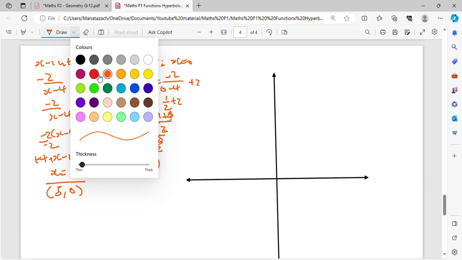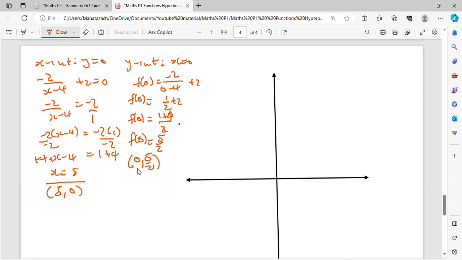Now let's choose a different color. This is y and x-intercept. Now you're going to deal with the asymptotes. Likewise, this is going to be the y asymptote, which is 2. The x asymptote will flip a sign, is going to be 4. Now let's get onto it already.